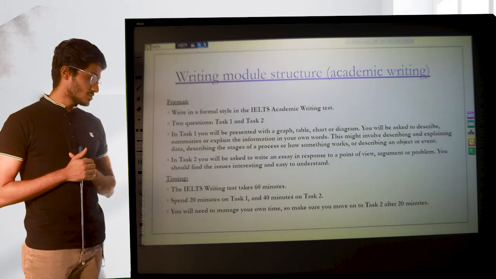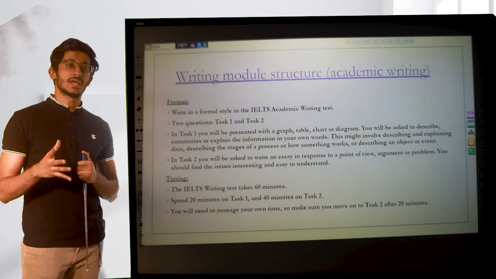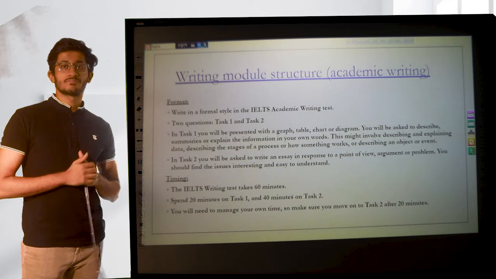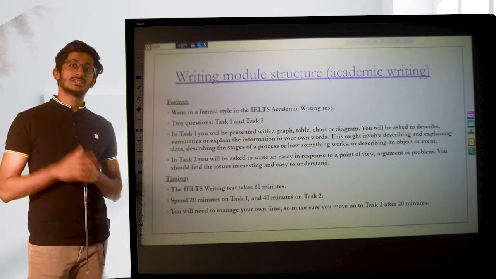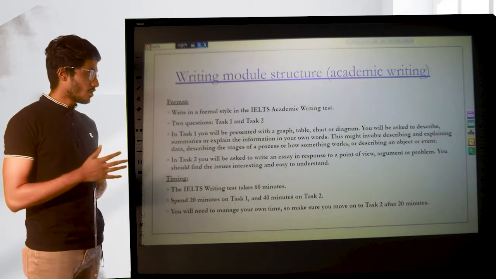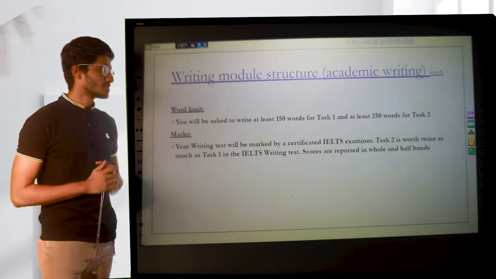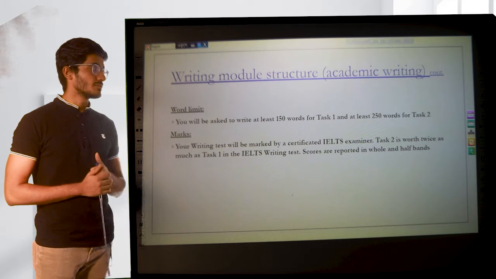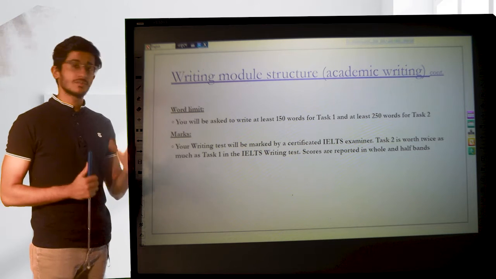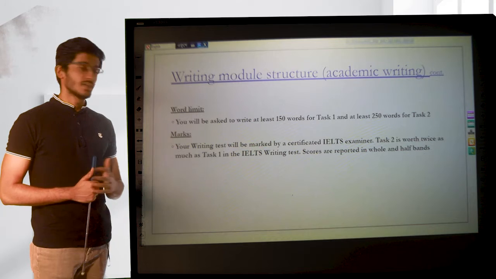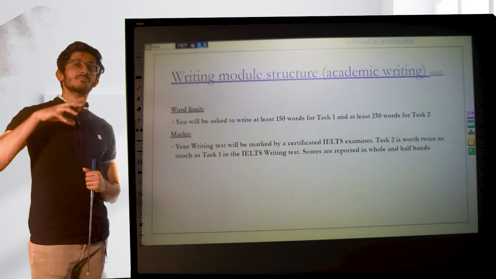So the timing of the test: the whole IELTS writing test is 60 minutes. We advise that you spend 20 minutes on Task 1 and 40 minutes on Task 2, because Task 2 carries double the marks of Task 1. One more thing I'm going to show you is the word limit. The word limit for Task 1 is at least 150 words, and for Task 2 it is 250 words. So as you can see, you have to spend more time on Task 2 than on Task 1. That's why we suggest 20 minutes for Task 1 and 40 minutes for Task 2.